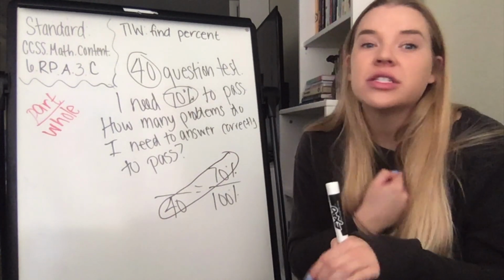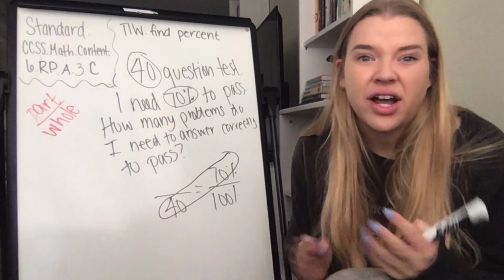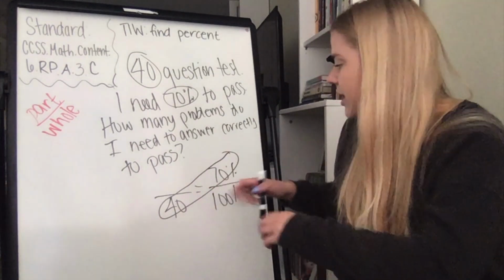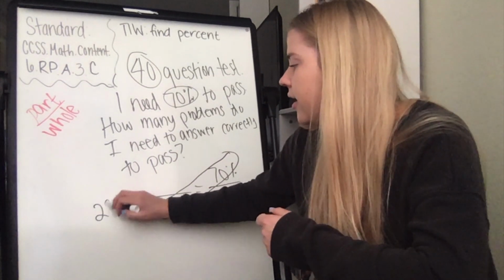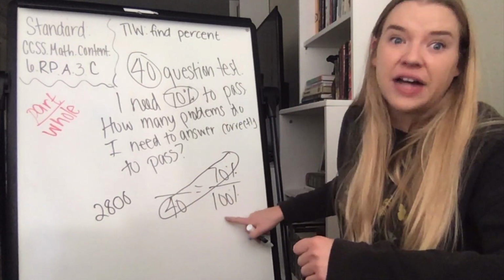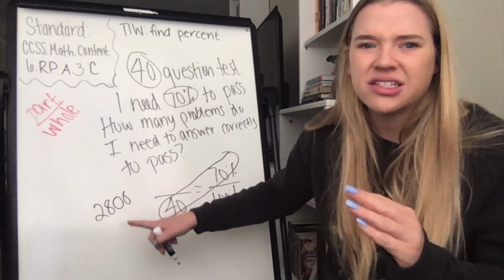The way I solve this may not be how you solved it, which is totally fine. I'm just showing you how I made sense of it in my head. I did 7 times 4, which was 28, and then I added those 2 zeros back in. And now I still have to divide by what's left.